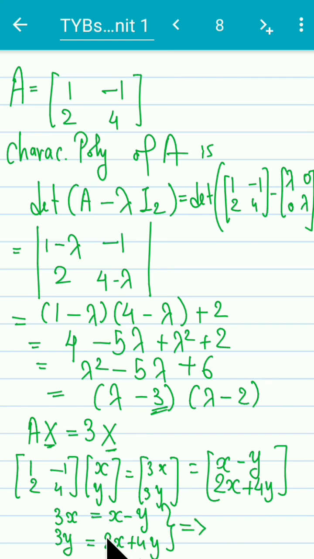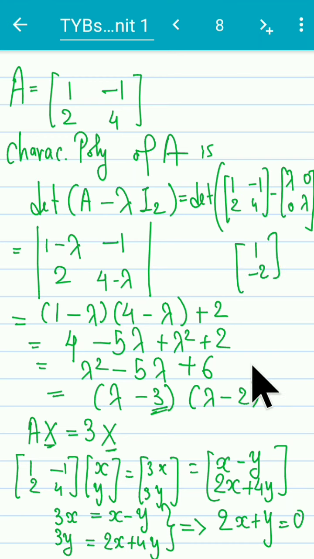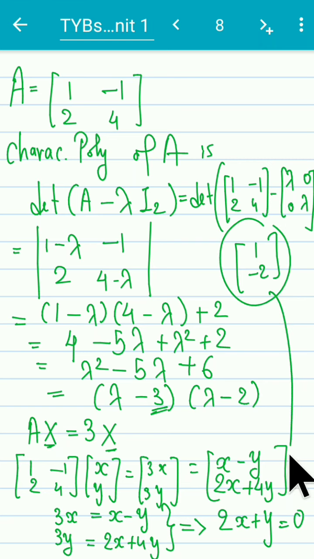Both of them, after simplifying, will give you only one equation. That is 2x plus y equals 0. Both of them give this after simplifying, correct? So how do I find that 1 comma minus 2? These are nothing but solutions of this, correct? So this is what was going on behind the question.